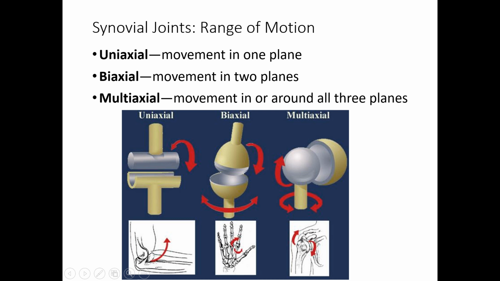When you can make two movements, for example, you can move your index finger away from other fingers and back, and you can also move that finger back and forth. That's your biaxial joint movement in two planes. Finally, our shoulder and hip joints are multi-axial. It means we have several types of movements available in them.